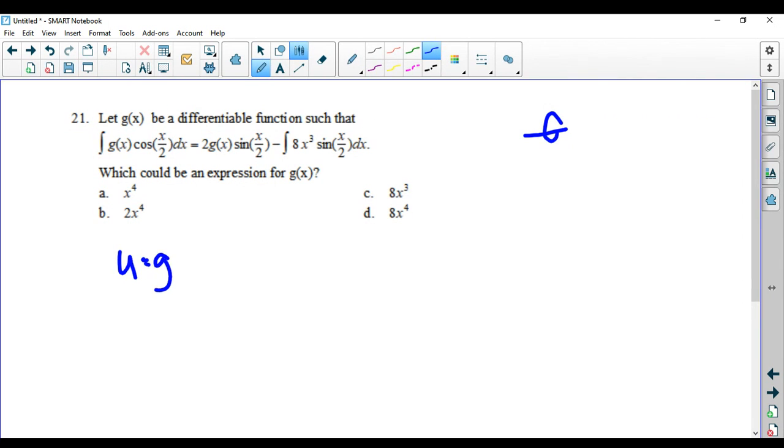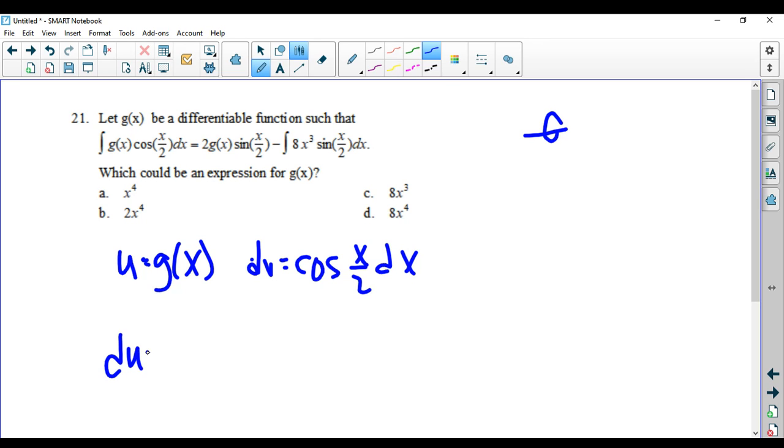u was g of x and dv is the rest. dv equals cosine of x over 2 dx. So the derivative of u is g prime of x. We're doing everything normally. So v is the integral of cosine, which is positive sine times 2.